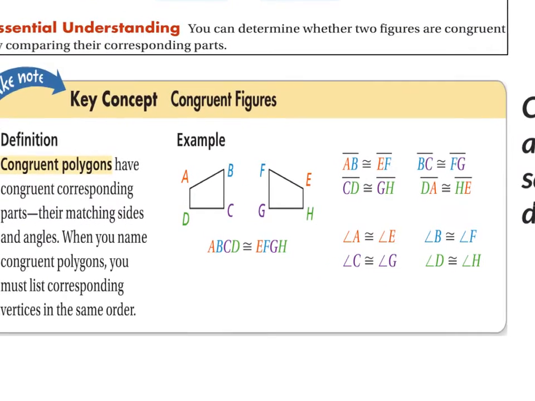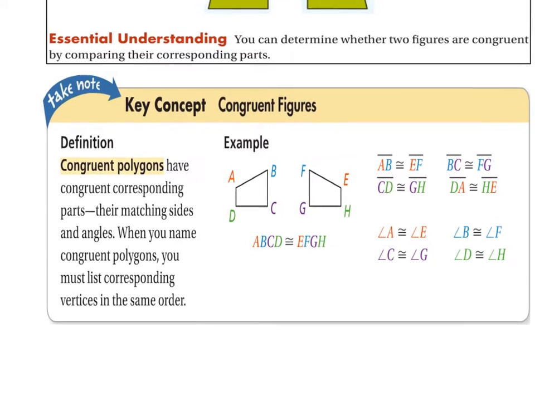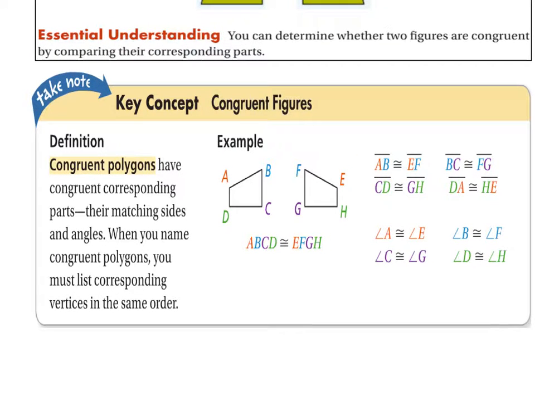Okay, so let's talk about congruent figures then. Congruent polygons have congruent corresponding parts. In other words, they're matching sides and angles. So there's two sets here. These are the sides up top. These are the sides up here. Sides that are in the same position are congruent to each other. And these are the angles that are in the same position that are congruent to each other.